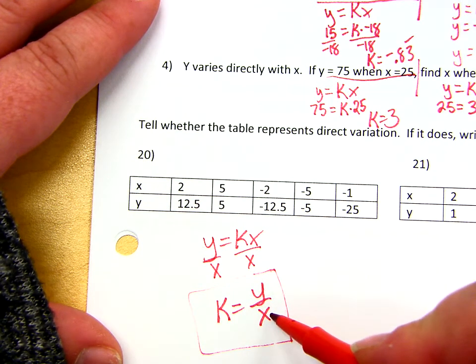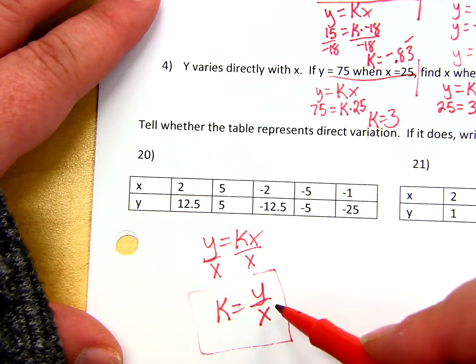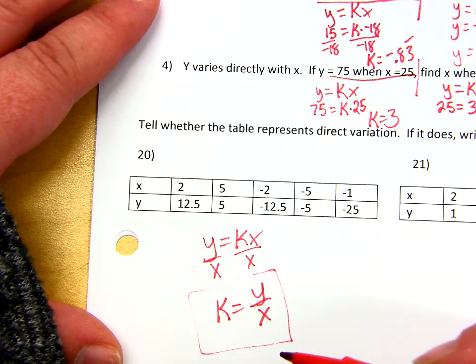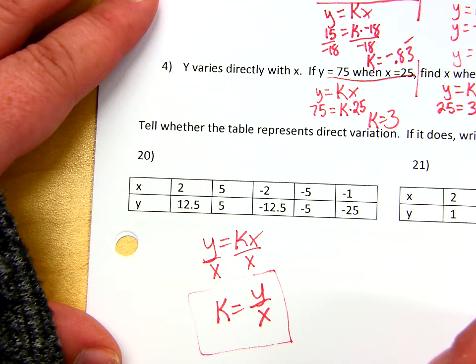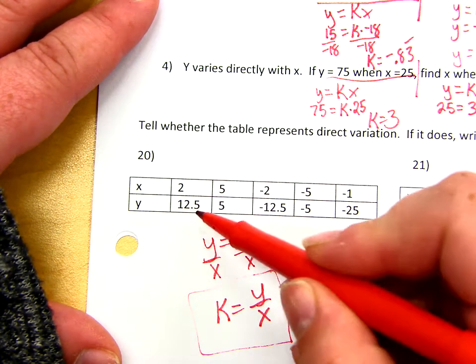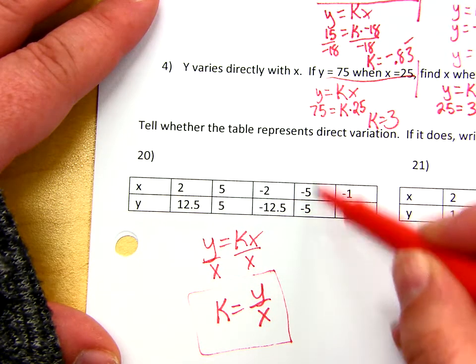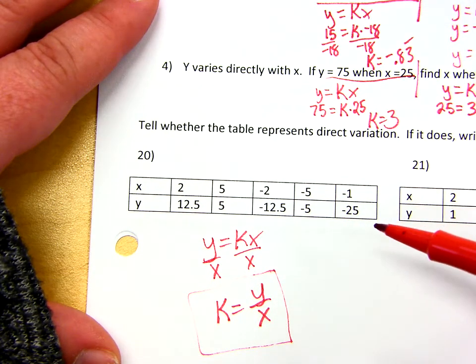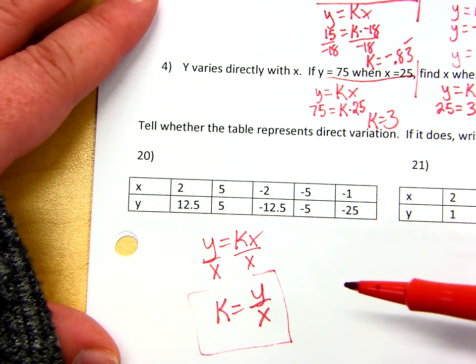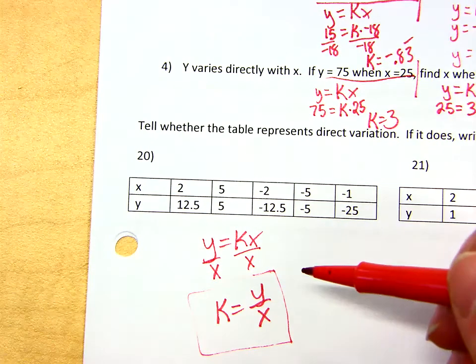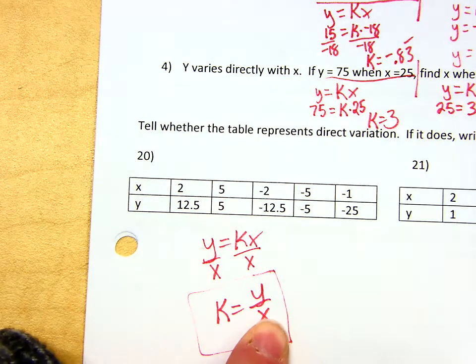You're going to take the y value and divide it by x. And if you get the same number every time, it's direct variation. Whatever that quotient is that you get when you divide y by x, if you get the same thing every time, then it is direct variation, and that number that you're getting is k. So it actually helps you solve two things at once. So let's divide y by x.